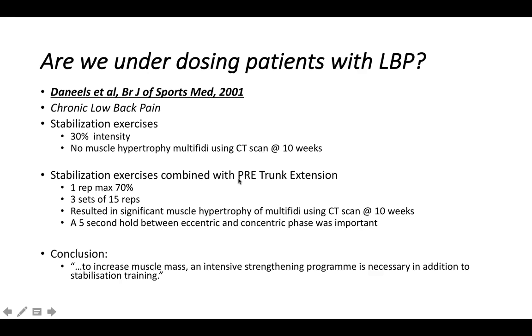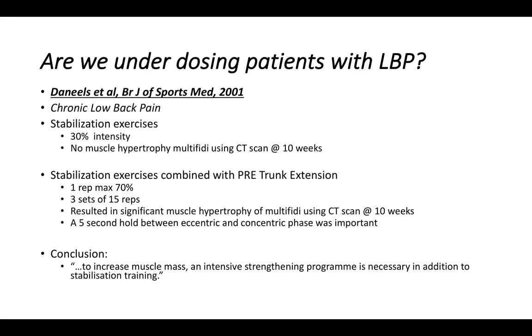However, stabilization exercise combined with progressive resistive exercise of trunk extension, 1 rep max, 70%, 3 sets of 15 reps, resulted in significant muscle hypertrophy of multifidi using CT scans. And essentially, the best exercise required a 5-second hold between the eccentric and concentric phase. The progressive resistive exercise was over a Roman chair, so they were horizontal, flexing and extending, so that has a concentric raising component and an eccentric lowering component. And the hypertrophy really occurred when they required them to do a 5-second hold between the two phases.